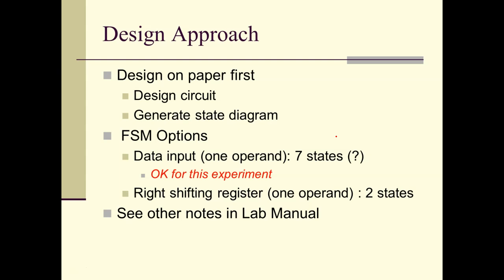register for one of the operands. Now if you look at the example, obviously there's a left shifting shift register, but if you know what you're doing, and you're welcome to ask me about it, you're welcome to use a right shifting shift register for the other operand, or input the data of that operand into the FSM for the other option. So if you do the right shifting shift register option, you can do this thing in 2 states, and not a big deal on that one. So a couple other notes in the lab manual, be sure to check those out also.